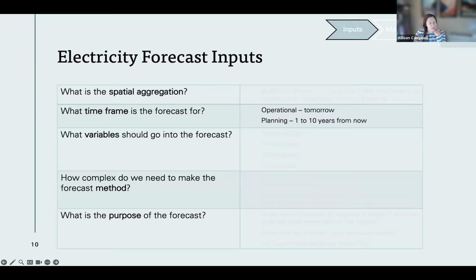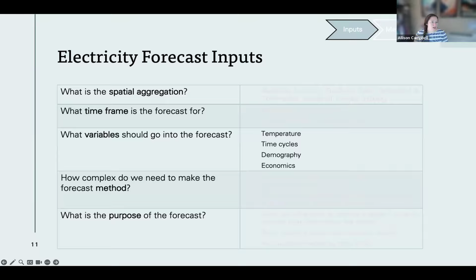For the time frame, that's important as well. We could be looking at an operational forecast, so something for tomorrow, like a day-ahead operational forecast, or a planning forecast, something that would be used more for resource adequacy. A planning forecast could be, what is my peak demand next year? Or what is my peak demand 10 years from now? Maybe it's my peak demand for my balancing authority 10 years from now.